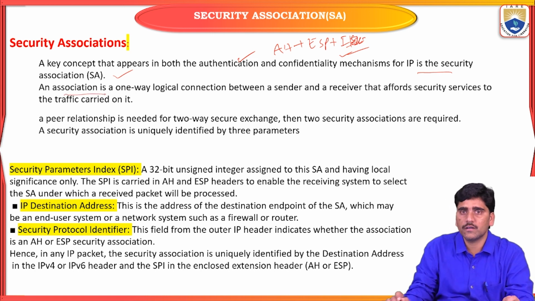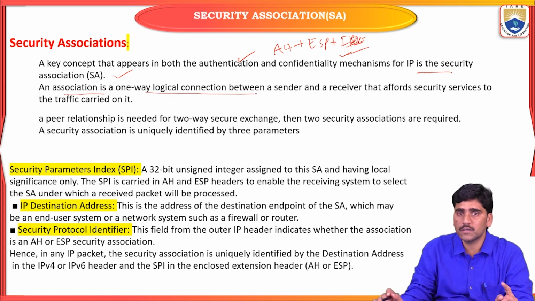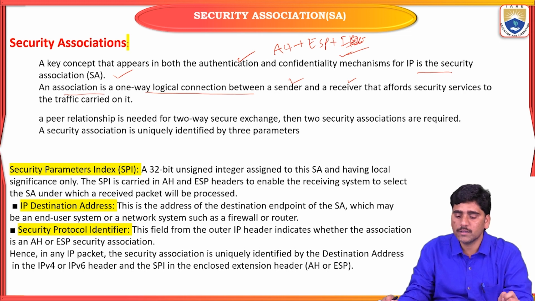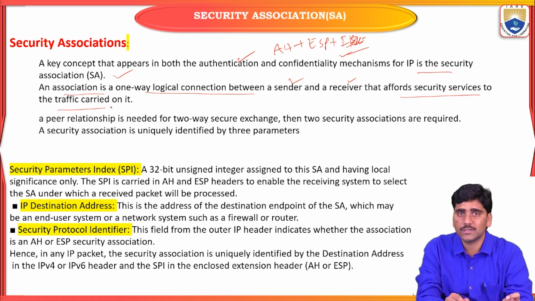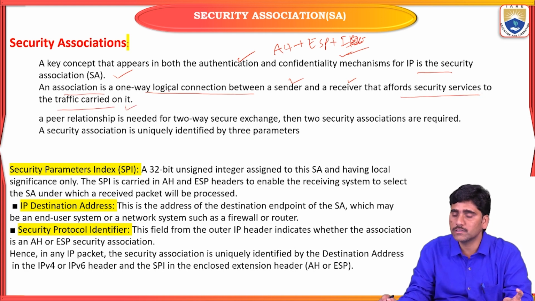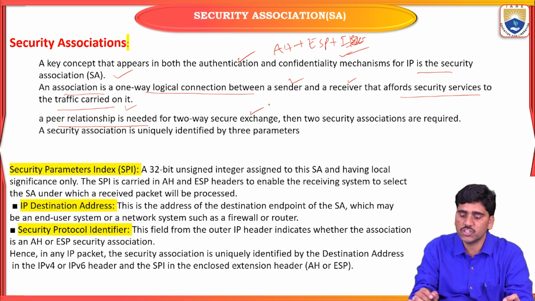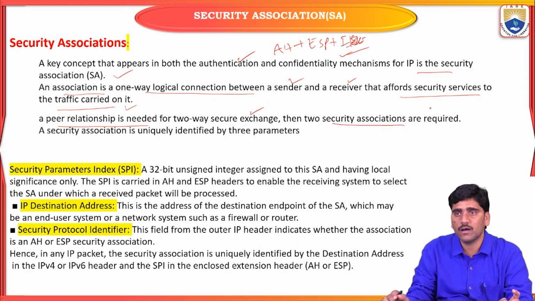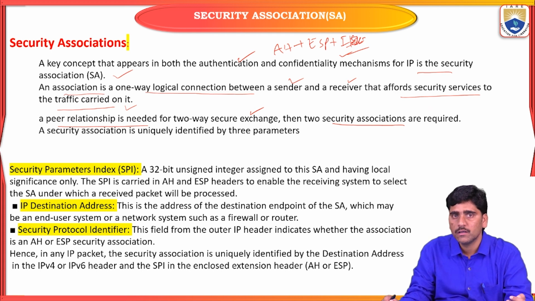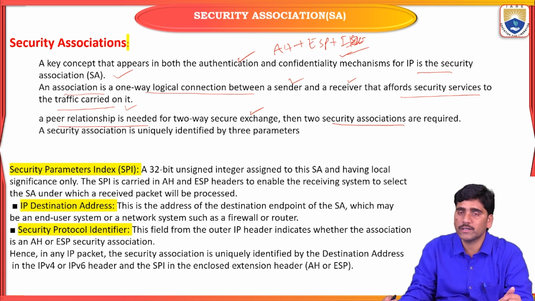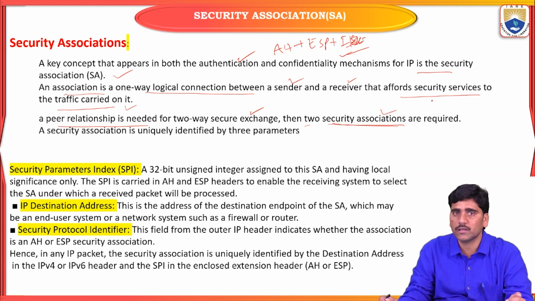An association is a one-way logical connection between sender and receiver that affords security services to the traffic carried on it. If a peer relationship is needed for two-way secure exchange, then two security associations are required. To implement a two-way secure exchange between two hosts, you have to apply two security associations.